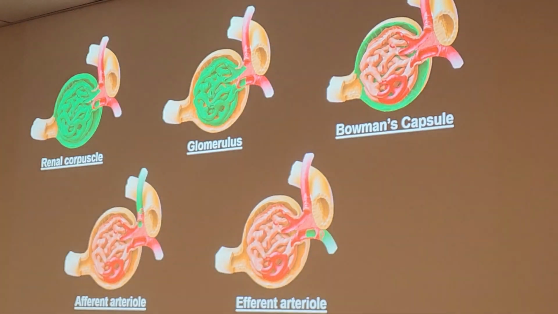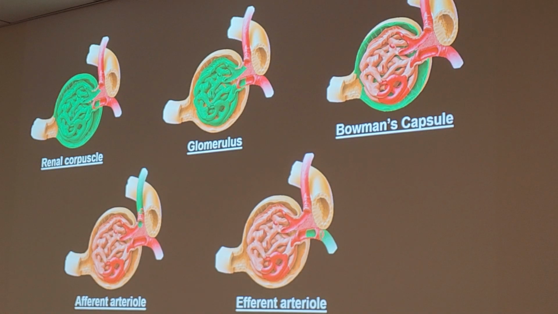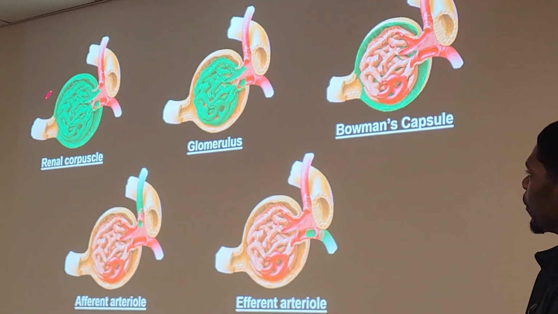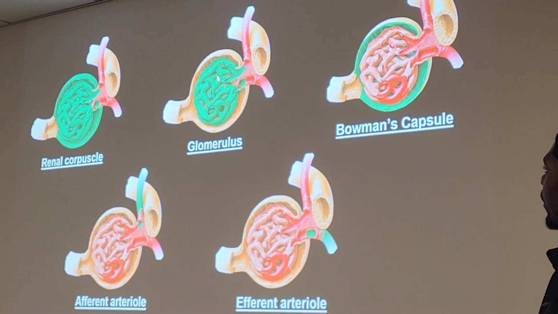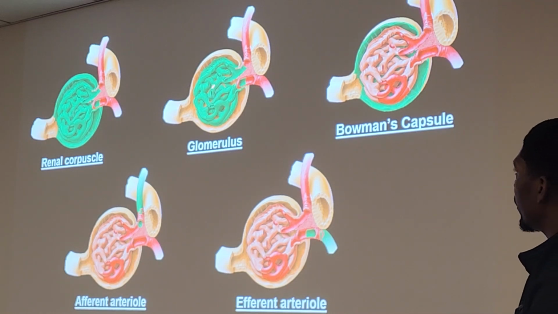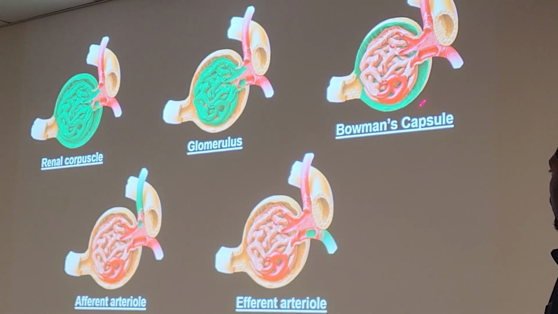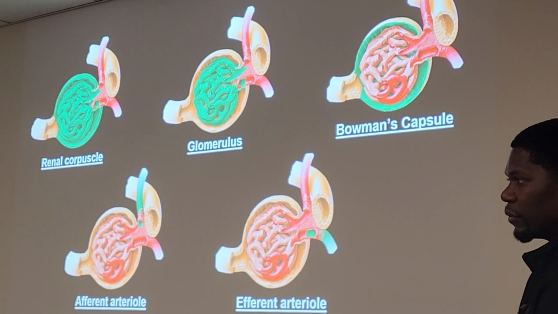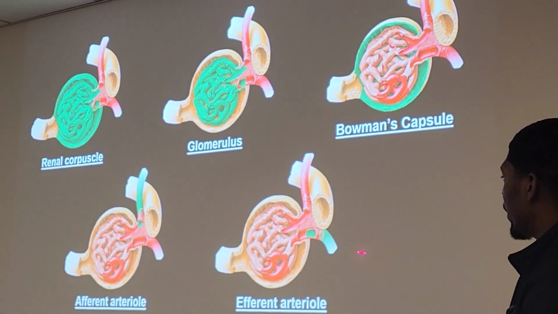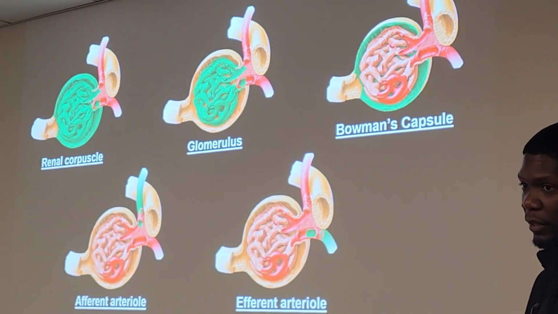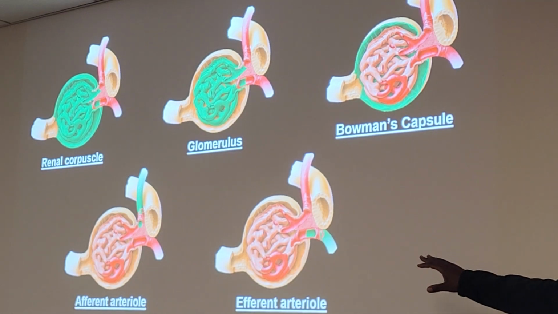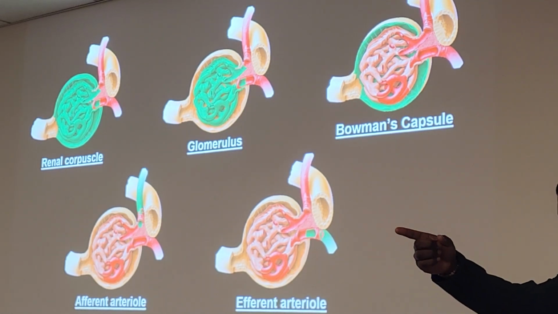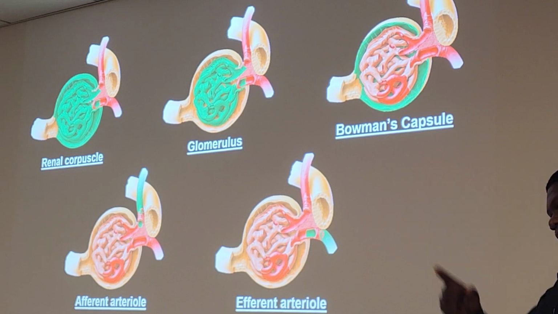So that's the actual anatomy of it right here, guys. Here goes the renal corpuscle, all of this stuff in the green. The glomerulus is just a capillary bundle of vessels. Bowman's capsule is the cup-like structure that surrounds the glomerulus. This is the afferent arteriole that enters into the glomerulus, and then you have the efferent arteriole that exits from the glomerulus. Guys, afferent access, efferent exit. I like that.